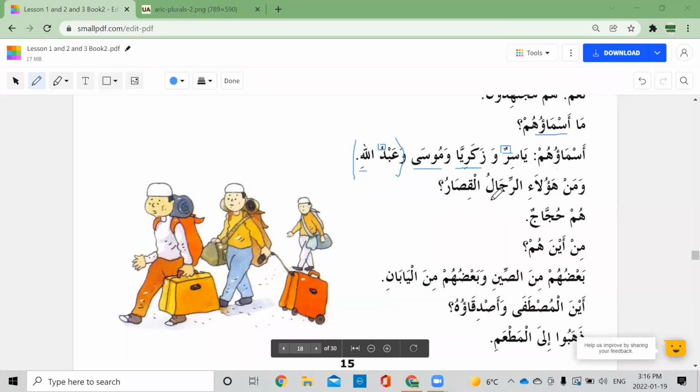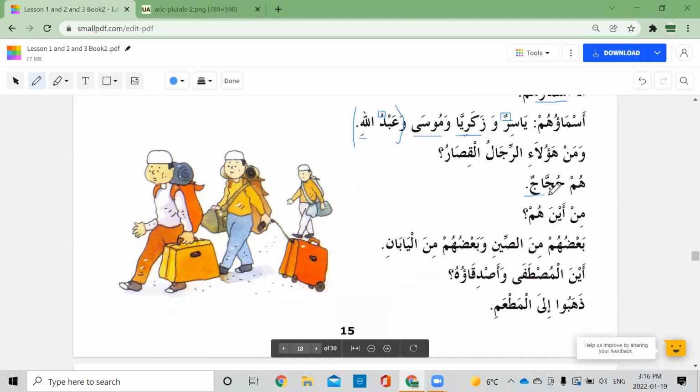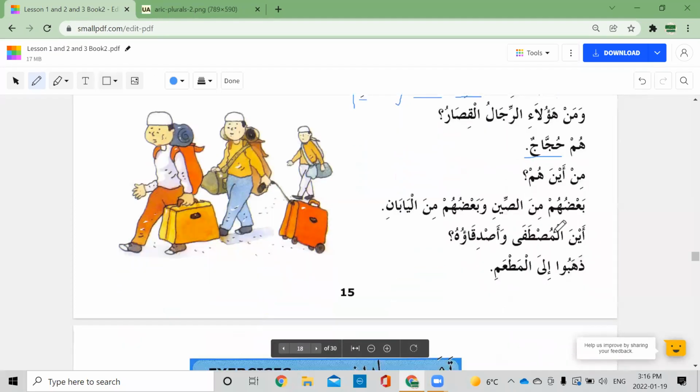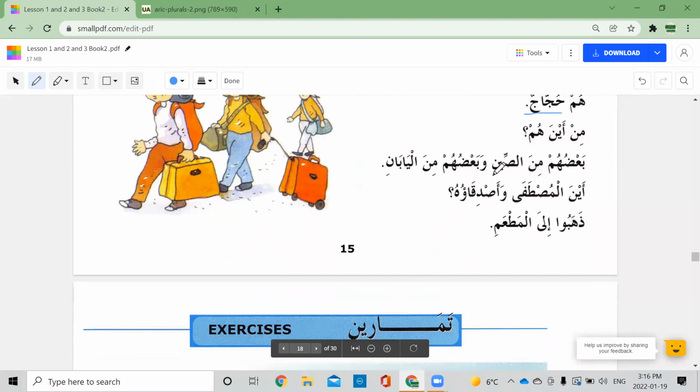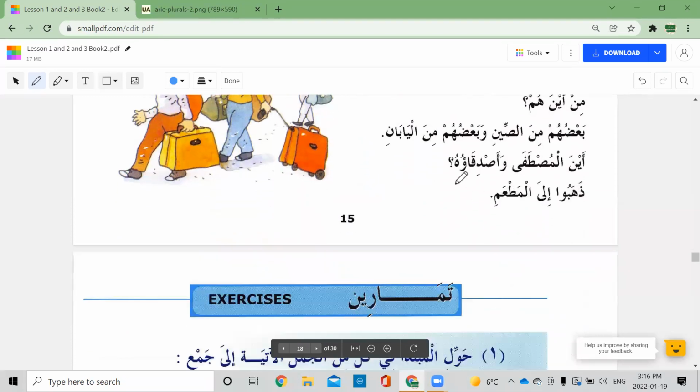So here we have Ar-Rijalul Qisaru. These are also both broken plurals, right? Rajulun and Qasir. Both of them, there's an alif that's added. Rijalu Qisaru. Hujjaj is also a broken plural. And Asdiqa is also a broken plural, right? The main word, singular, is Sadiq. The plural is Asdiqa. Okay.